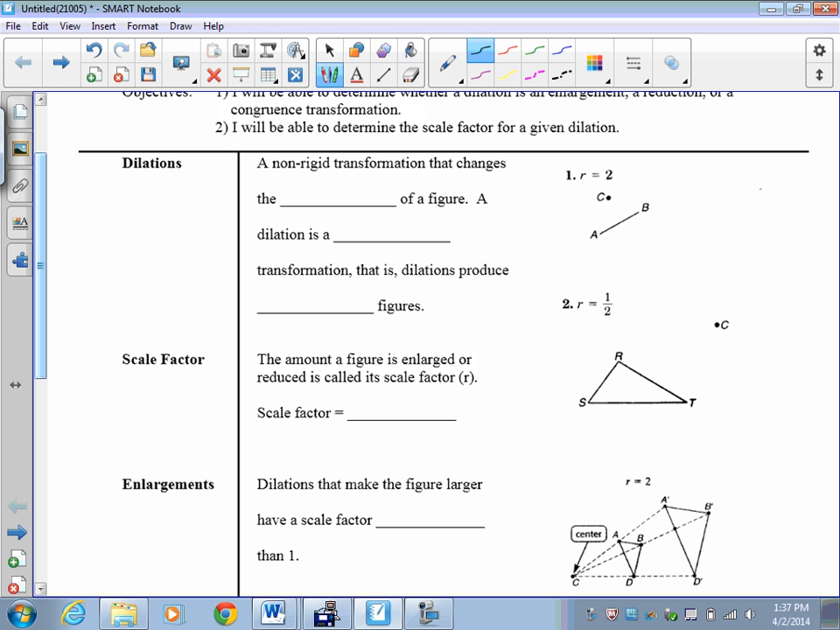First, dilations are a non-rigid transformation that changes the scale of a figure. A dilation is a similarity transformation. That is, dilations produce similar figures. So we had a whole unit dedicated to similar triangles, so this idea of a scale factor should not be completely new to you.